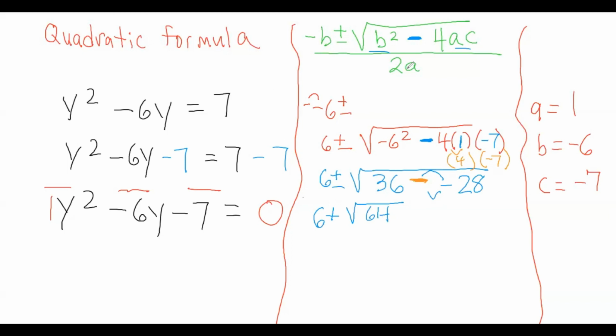And remember, look right here at the bottom. I just do this at the very end. You see where it says 2a? I'm gonna bring that in now because I'm almost finished with my problem. Okay, 6 plus, what is the square root of 64? 8. So 6 plus 8 divided by 2, which is what? What is 6 plus 8? 14. What is 14 divided by 2? 7. Okay, so we have 7.